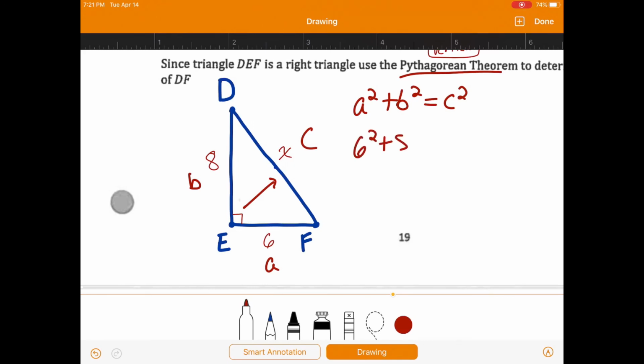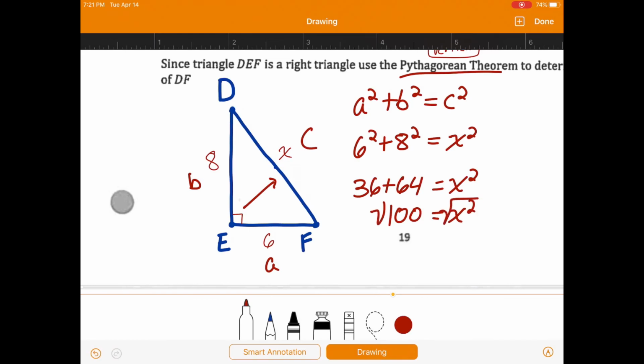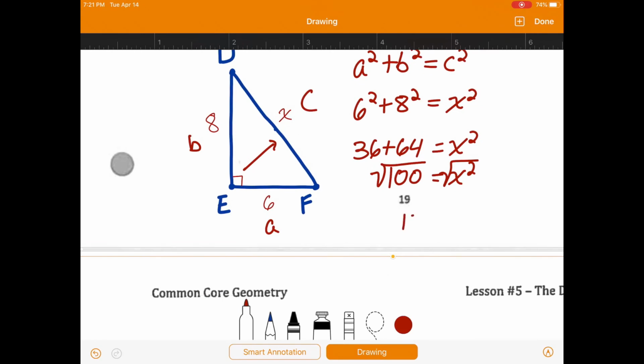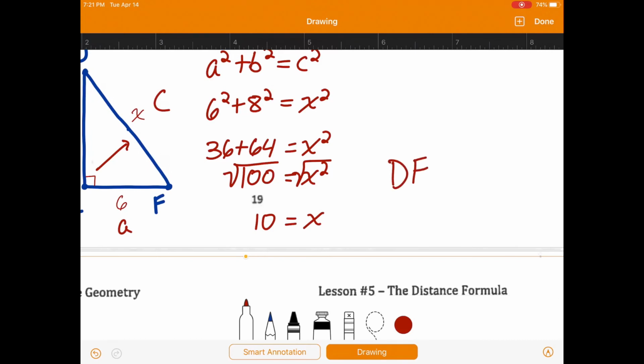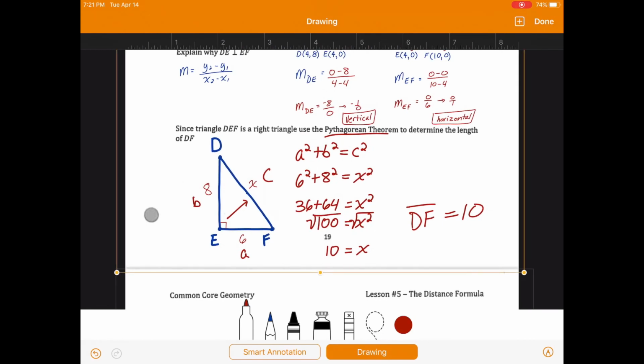So we've got 6 squared plus 8 squared equals x squared. And x is going to be DF in this case. So that means we have 36 plus 64 equals x squared, which is 100 equals x squared. To get rid of the square here, we have to do the square root. And whatever you do to one side, you do to the other. So that means we have 10 equals x, which means that segment DF is going to be 10 units long. So we can use that to figure that out.